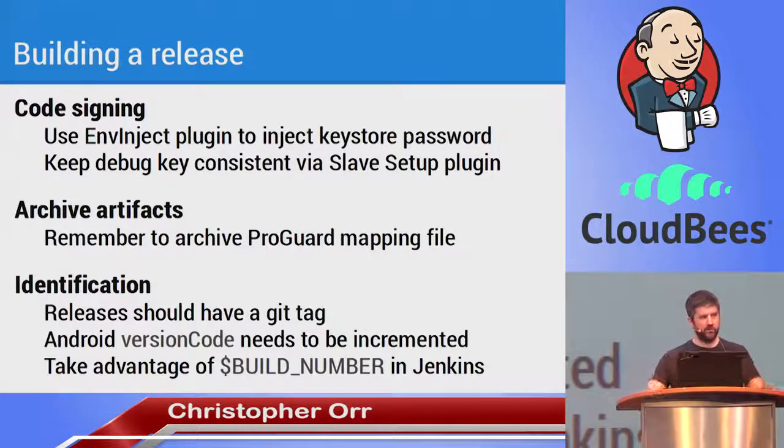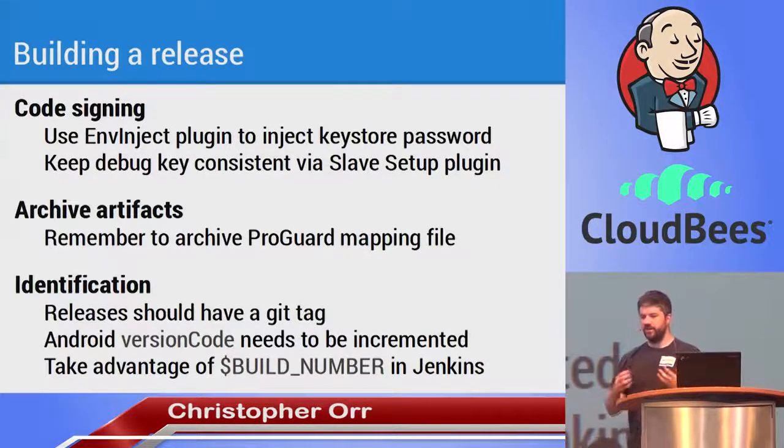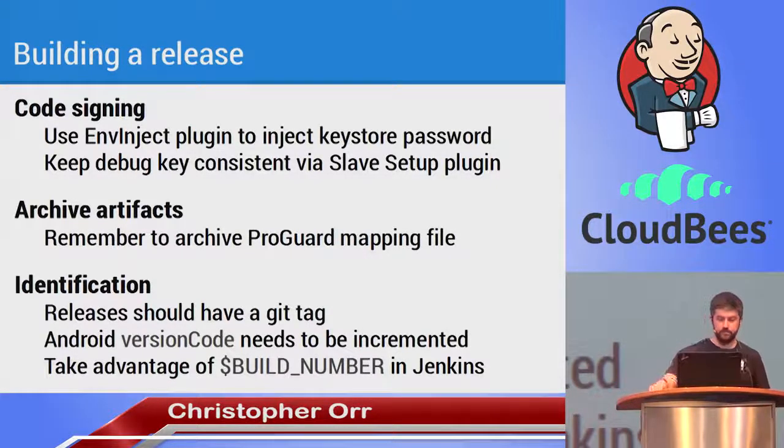Of course, you should archive the artifacts, so you've got a copy of the build you just built. And of course, the ProGuard mapping file. So if you've used ProGuard to obfuscate your code, this creates a mapping file that says, if there's a crash and the stack trace just says a.b.c, this then turns that into something like java.util.collection or whatever. So it's really important to archive that file.